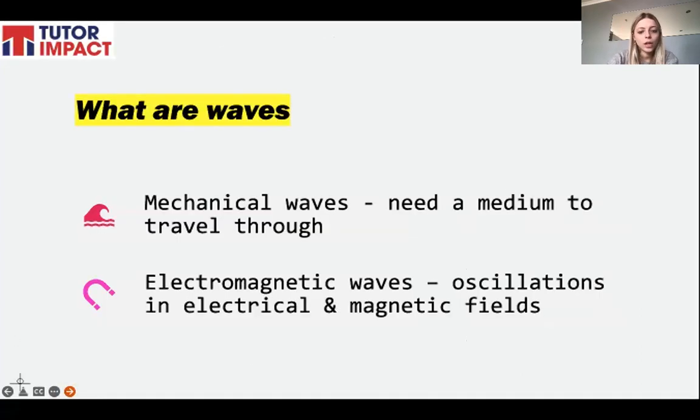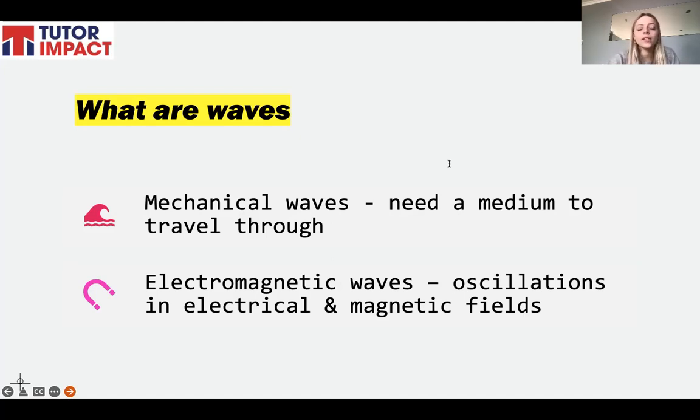Moving on to another distinction between different types of waves, we have mechanical waves and electromagnetic waves. Mechanical waves cause oscillations of particles in a solid, a liquid, or a gas, and they must have a medium to travel through. Going back to our examples, the water ripples are an example of a mechanical wave because they cause that oscillation within a liquid.